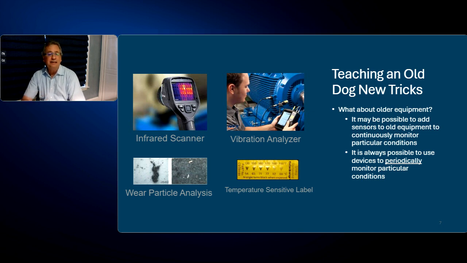But it could be something simple like a temperature sensitive label. It doesn't have to be a digital device. These are just stick-ons. You've got to figure the right location for it, but you put it on the motor or any device, and the label will change based on the temperature that it's experiencing.